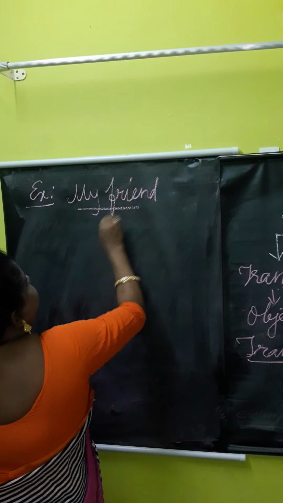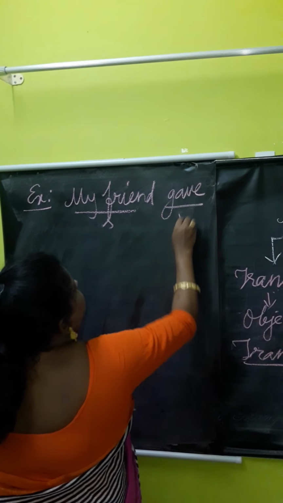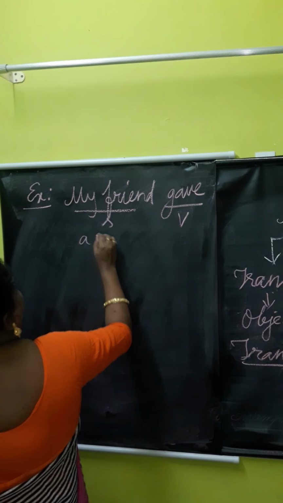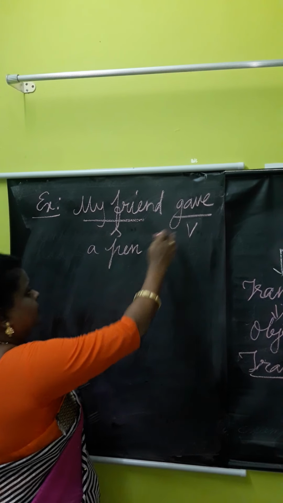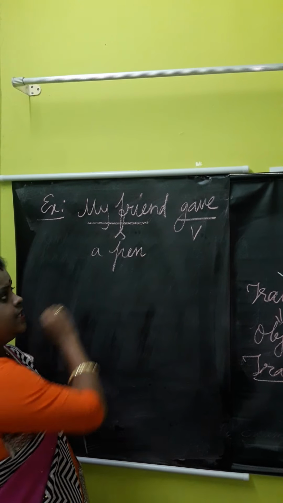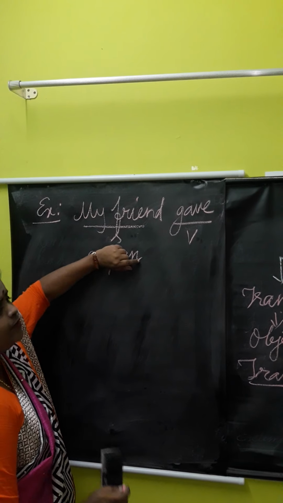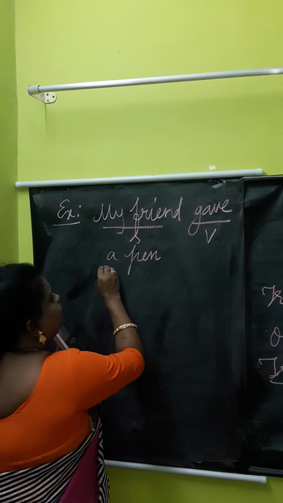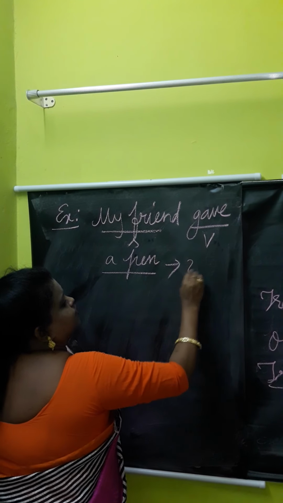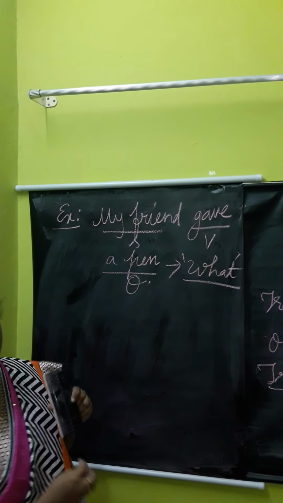My friend gave a pen. As we know, my friend is the subject. Gave is the verb. What is this, a pen? Just ask the question. My friend gave, if I hide this, my friend gave what? What did my friend give? A pen. So this word answers the question what. So this is the object.